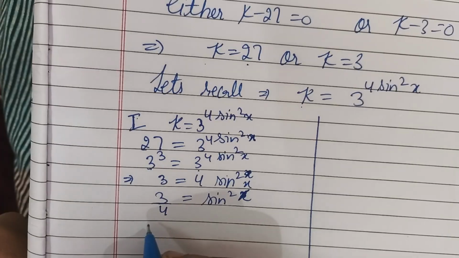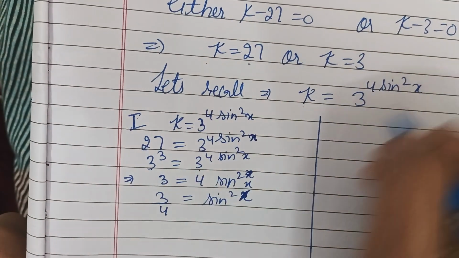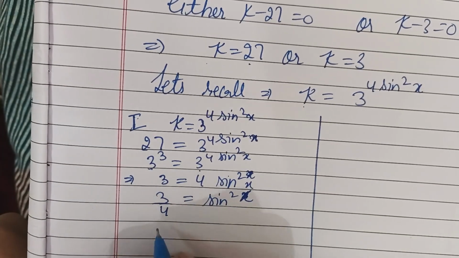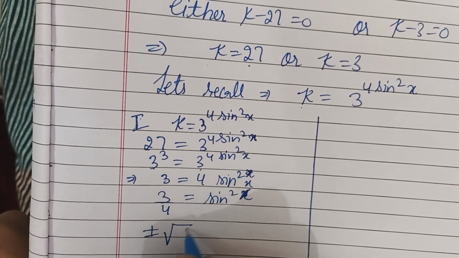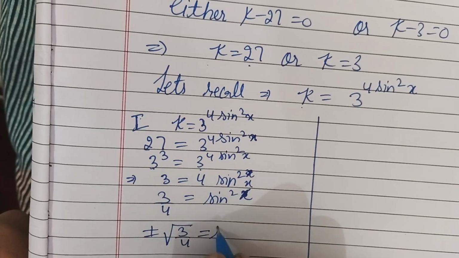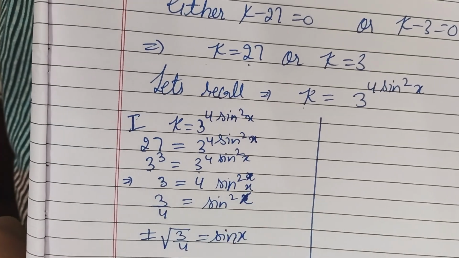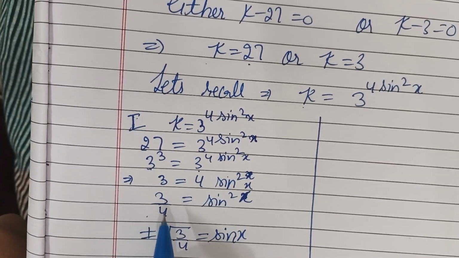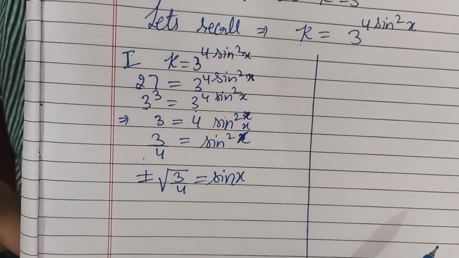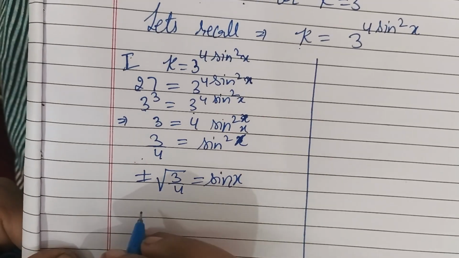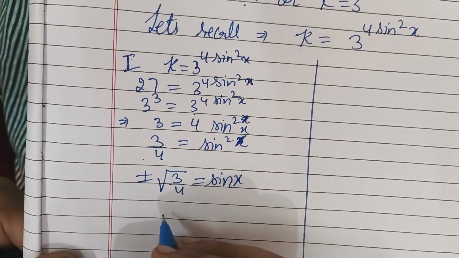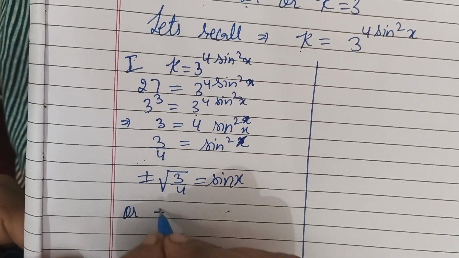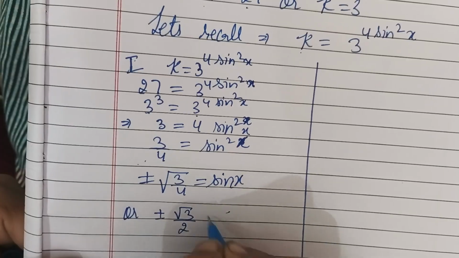Or this will become plus minus under root of 3 by 4 equals sine x, because if we take the square root on both sides, we get plus minus, negative and positive both will come. Both roots will come, okay. So this implies sine x equals plus minus under root 3 by 2.